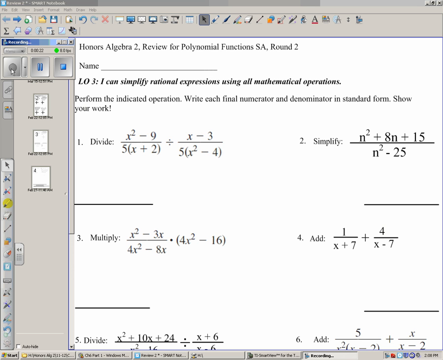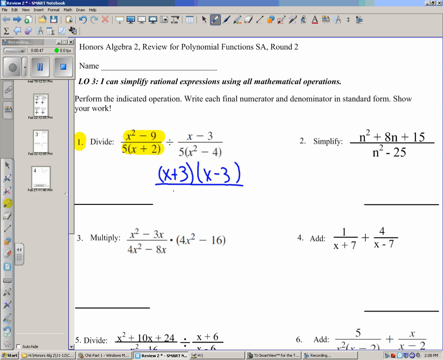Because I am dividing, I will end up multiplying by the reciprocal. And so what I'm going to do is break up my numerator and denominators by factoring. So I'm going to start with my first fraction right here, and I'm going to factor my numerator. So x squared minus 9 becomes x plus 3 and x minus 3. With the denominator, it already is factored, so I'll just bring it along.